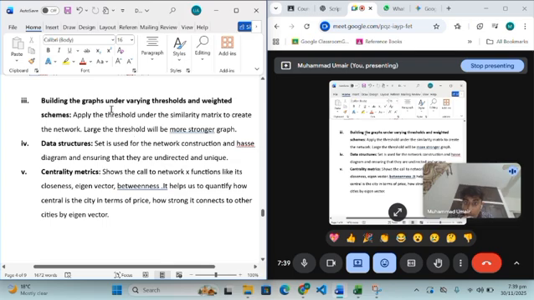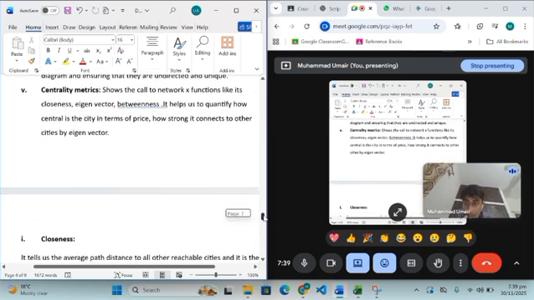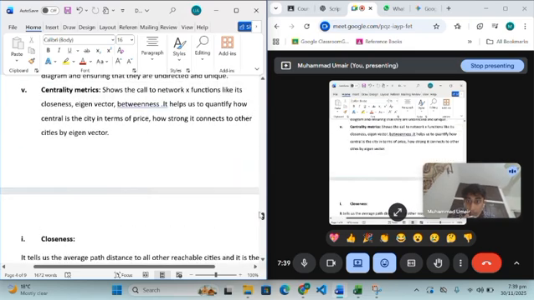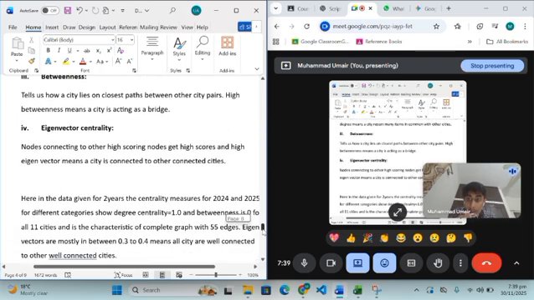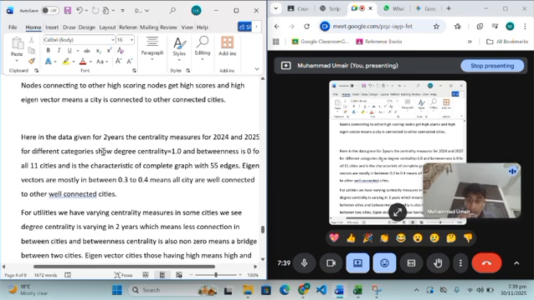Then I built the graph at different thresholds. The standard threshold I used is 0.95. Then I computed the centrality metrics, which tell us how much a city is connected by means of eigenvector centrality and how central the city is in terms of price. Here it is for 2 years and for different categories.